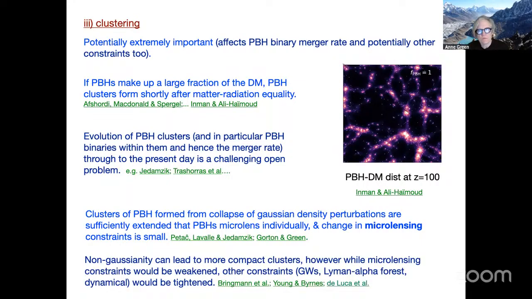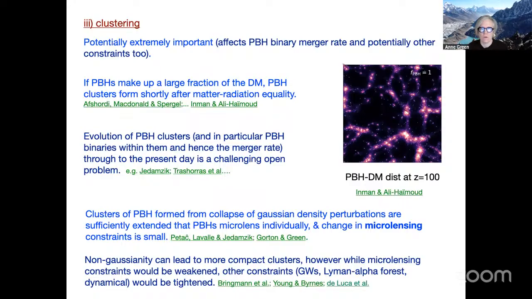Nonetheless, it's possible to try and think about the effects clustering would have on constraints. And one that in particular I've looked at along with various other people is how it would affect the microlensing constraints that are the tightest constraints across the subplanetary and stellar mass region. And it turns out that clusters formed from the collapse of Gaussian distributions are really quite extended, so that the PBHs within them still act as microlenses individually rather than the cluster as a whole acting as a lens. And in this case, the change in the microlensing constraints is small. The obvious question here, though, is, well, we think that the perturbations are non-Gaussian, so what would happen in that case?